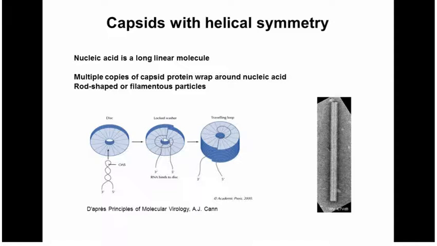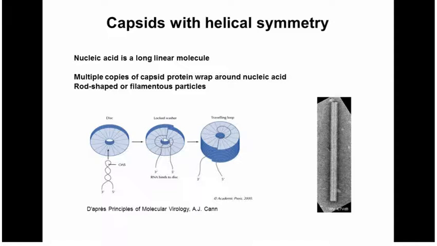So here you've got a particle of tobacco mosaic virus. The genome is about 5 kilobases, 5.5 kilobases in length. And already you've got a particle, this is about 10 nanometers diameter here, and it's probably a couple of hundred nanometers long.